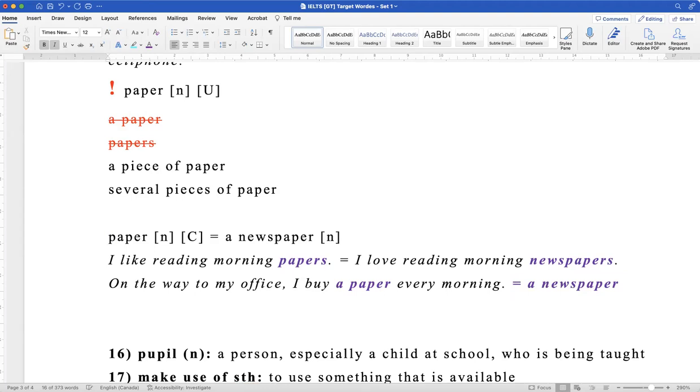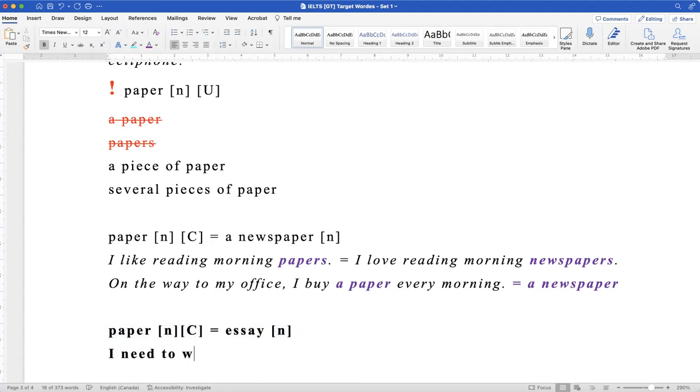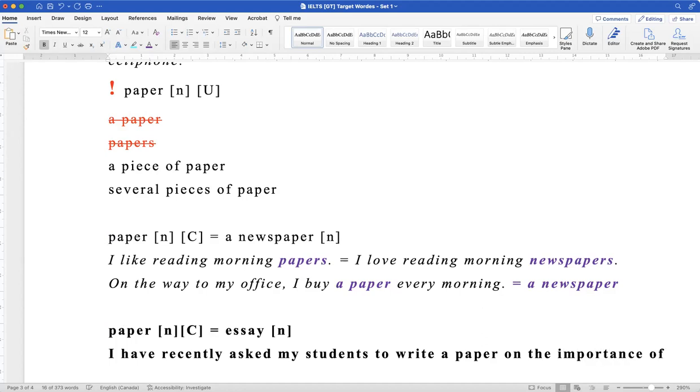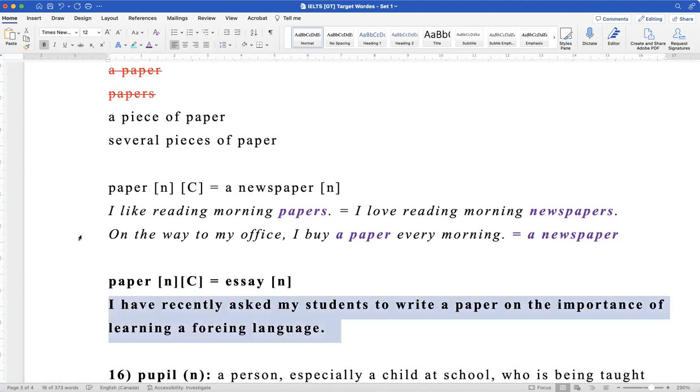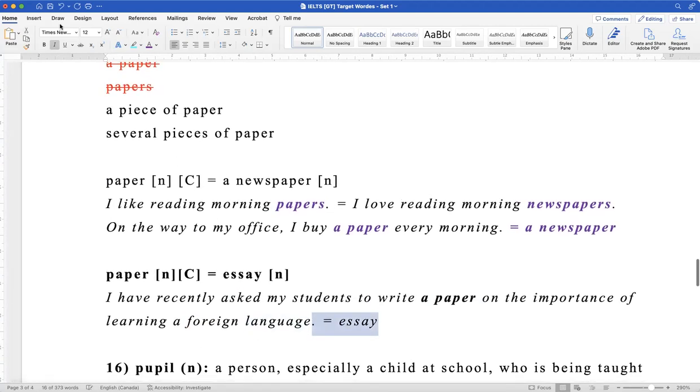Or paper may also mean essay. If you mean an essay, it is countable. I have recently asked my students to write a paper on the importance of learning a foreign language. So in this example, a paper is an essay. A paper is an essay. So that's why it is countable.